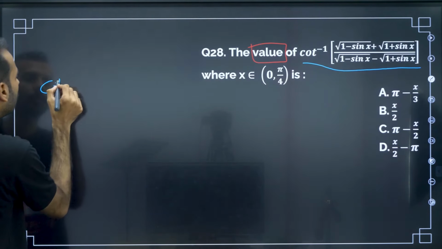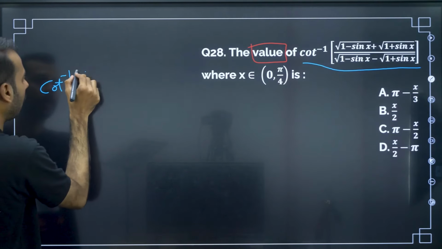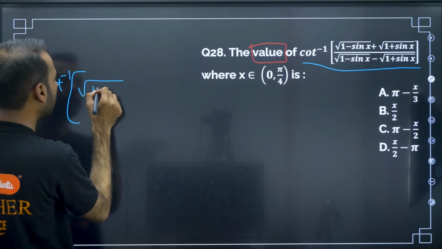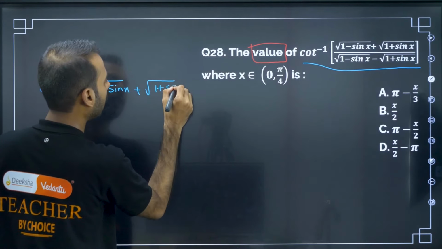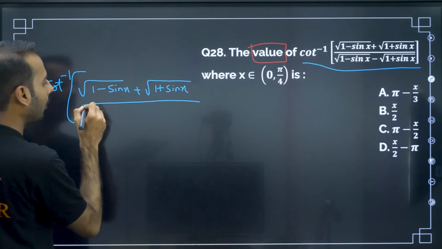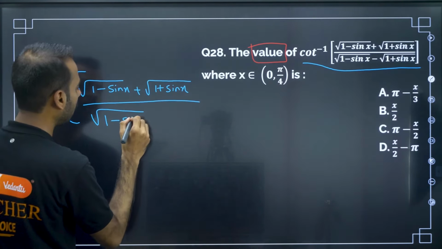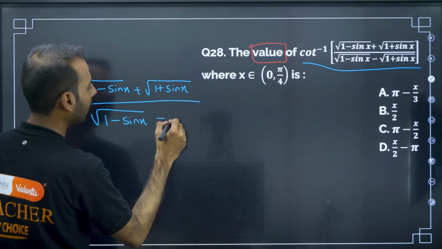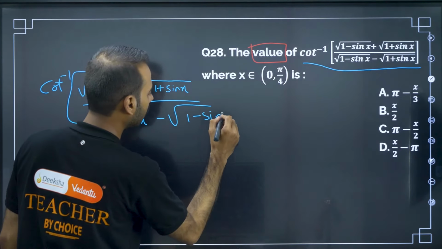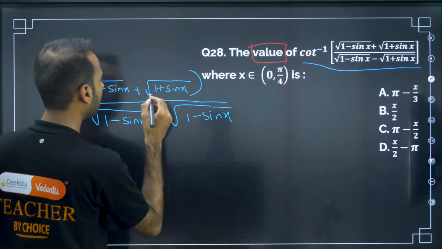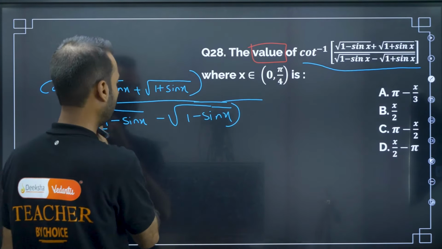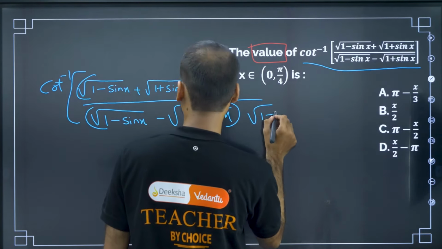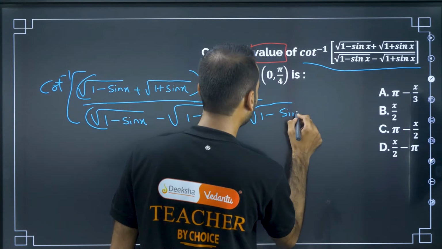Cot inverse. Let me copy and paste: root of 1 minus sin x plus root of 1 plus sin x divided by root of 1 minus sin x minus root of 1 plus sin x. If I multiply this with what? 1 minus sin x.